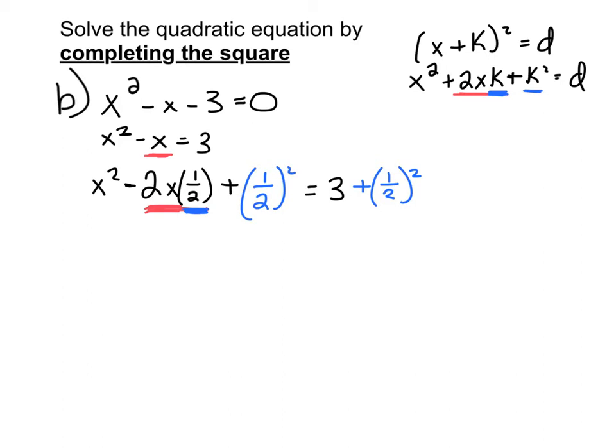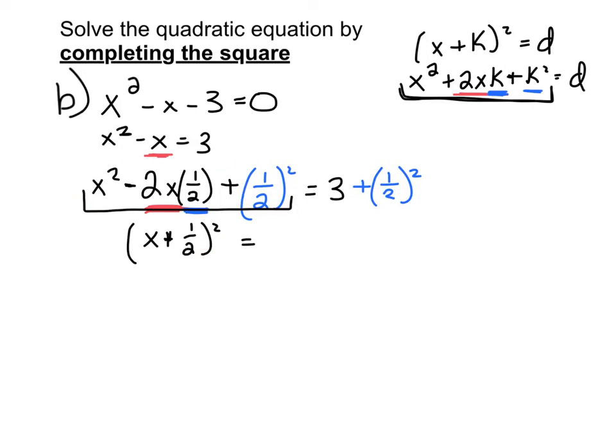Alright, so now this side of the equation looks very similar to this side of the equation over here. So that means I should be able to write it as x plus k squared, where k, again, is 1/2. So I'll have x plus 1/2 squared. Alright, so this is the complete square. Okay, x plus 1/2 squared. If you were to take this and FOIL it out, you will get the same thing.